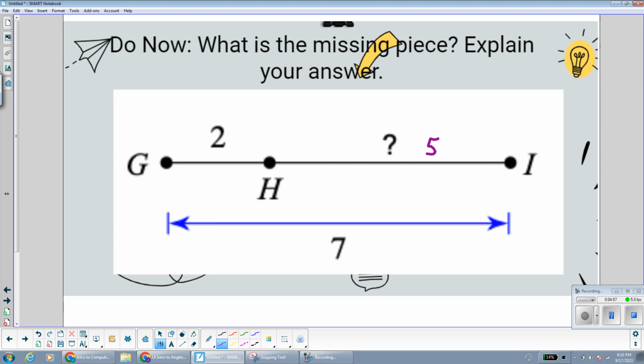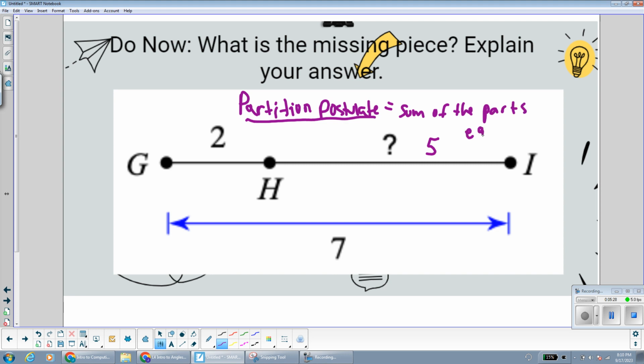When we have a line segment that's split into parts and we want to get the whole thing, all we have to do is add those parts together to get the whole. And that is the partition postulate. Remember, a postulate is just any rule in geometry, anything that we accept as true in geometry. And the partition postulate says the sum of the parts equals the whole.